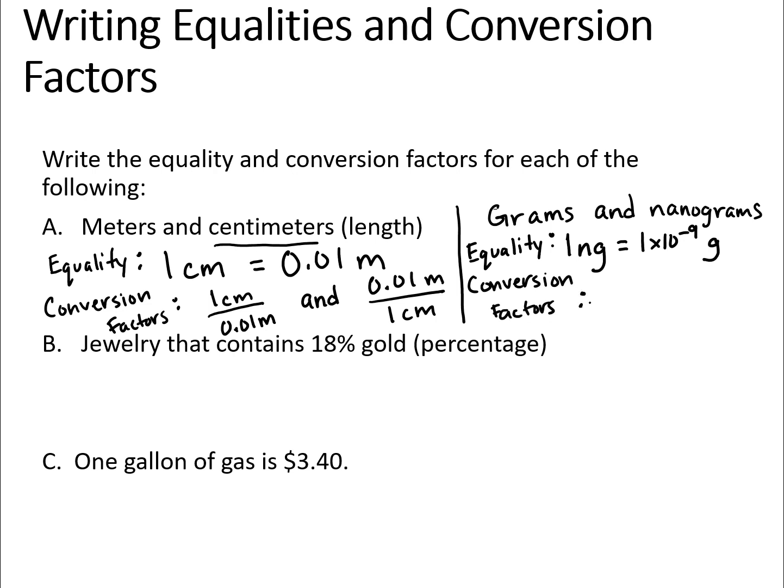So our conversion factors, that's the easy part. You take it and you make fractions. 1 nanogram over 1 times 10 to the negative 9. And then, don't forget our units there. And 1 times 10 to the minus 9 grams over 1 nanogram. Those are the 2 conversion factors.